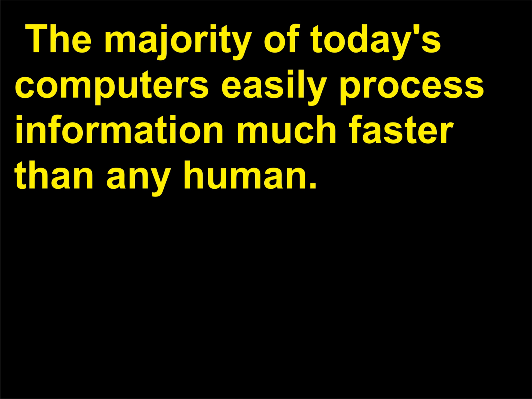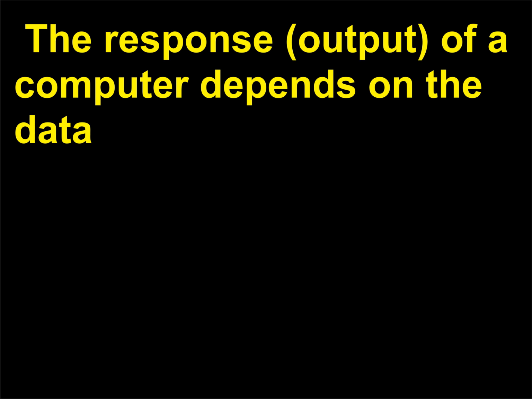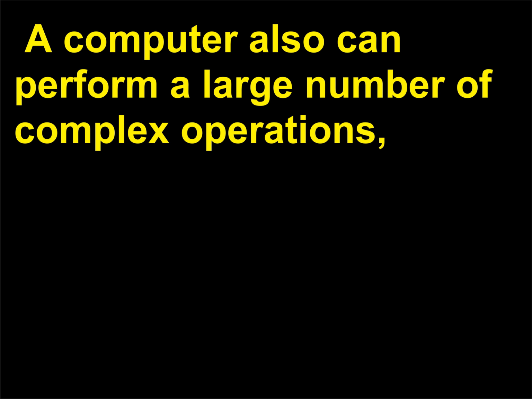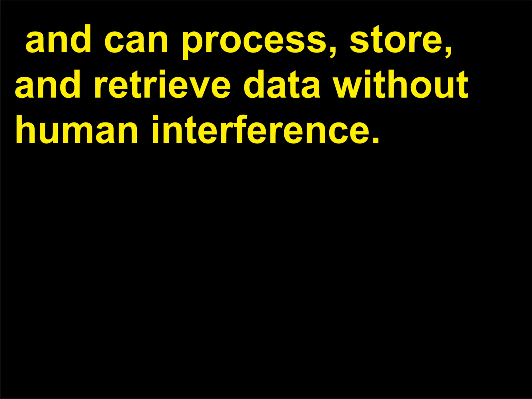The majority of today's computers easily process information much faster than any human. The response, or output, of a computer depends on the data input of the user, usually controlled by a computer program. A computer also can perform a large number of complex operations and can process, store, and retrieve data without human interference.